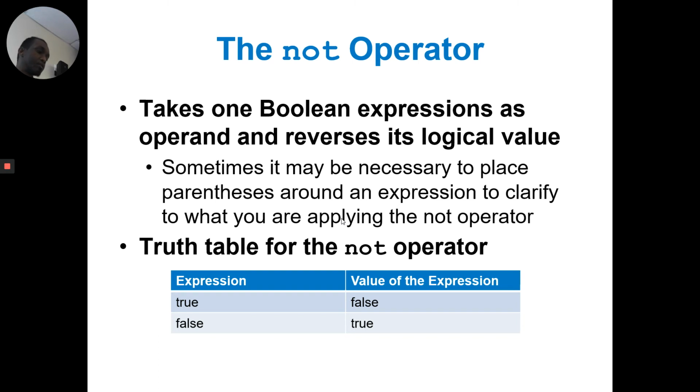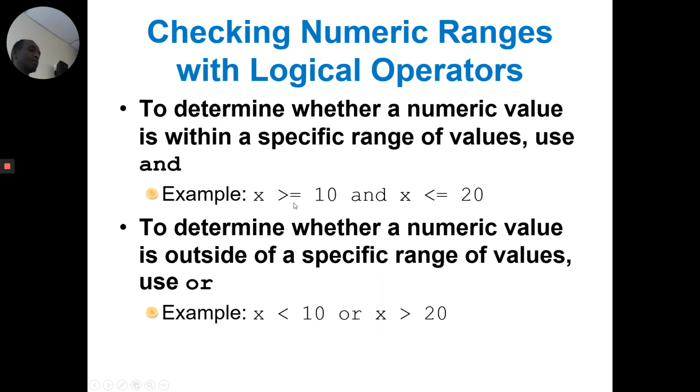Sometimes it's necessary to place parentheses when you're setting up statements. So, checking numeric ranges with a logic operator. To determine whether a numeric value is within a specific range of values, use the and. For example, you can say x is greater than or equal to 10 and x is less than or equal to 20. This is similar to using absolute values of less than or equal to when you set it up as a compound.